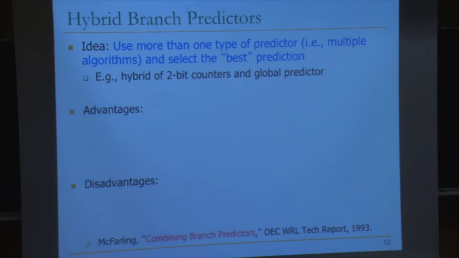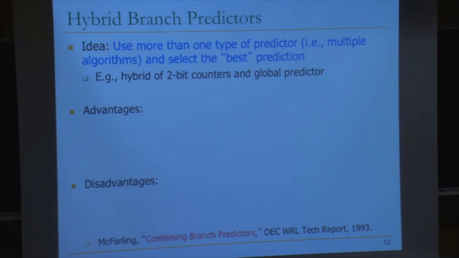Basically, now we're going to use more than one type of predictor, multiple different algorithms. Think of this as an algorithm for prediction. Think of this as another algorithm for prediction. And we're going to make multiple predictions, but select the best one. For example, we can have a hybrid of 2-bit counters, one level of history, and a global predictor. We can have a hybrid of this local predictor and a global predictor. We can have a hybrid of 3: local predictor, global predictor, 2-bit counters.